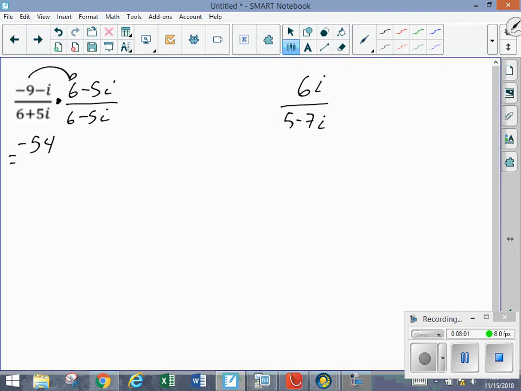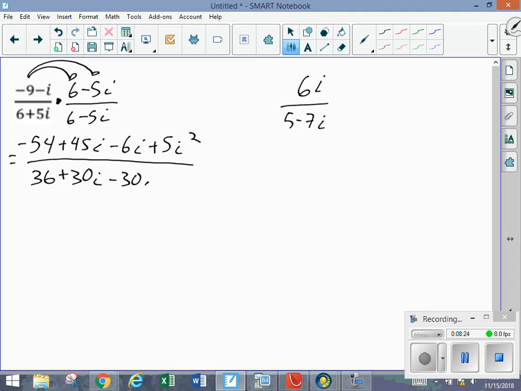And then I'm just spelling this thing out, right? This one times this one times this one is going to make 45i, and then negative 6i, and then plus 5i squared. All divided by 36 plus 30i minus 30i minus 25i squared. Just spelling that out, trying to save a little bit of time.